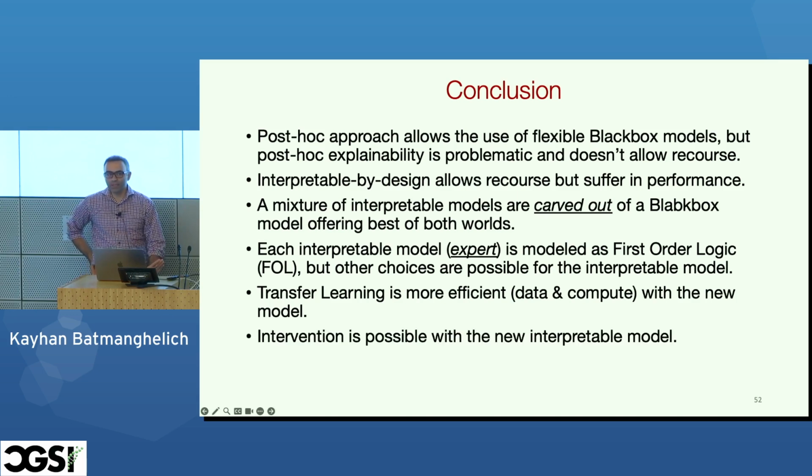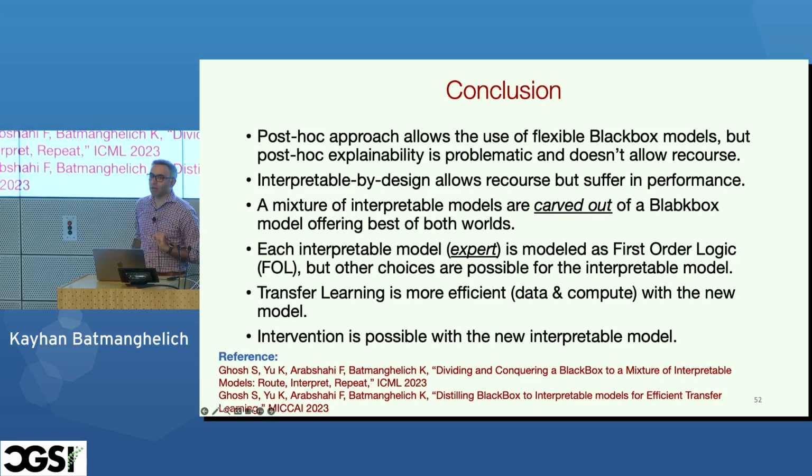I did not show any results of intervention here, but in the paper we also showed that if your model focuses on spurious features, the topic that I discussed yesterday, you can go back and intervene and fix that behavior, which you will not be able to achieve with a black box explanation. And that concludes my talk.